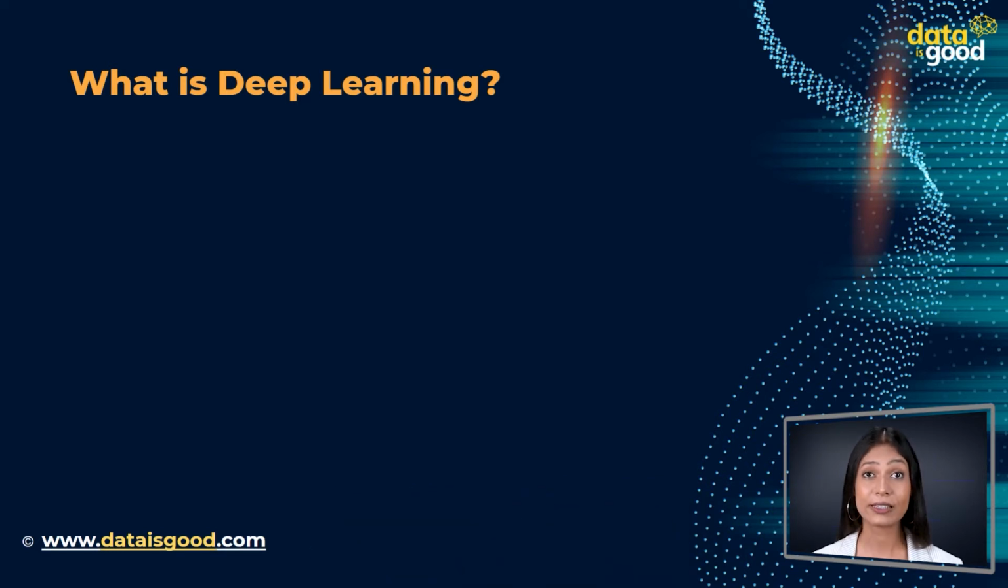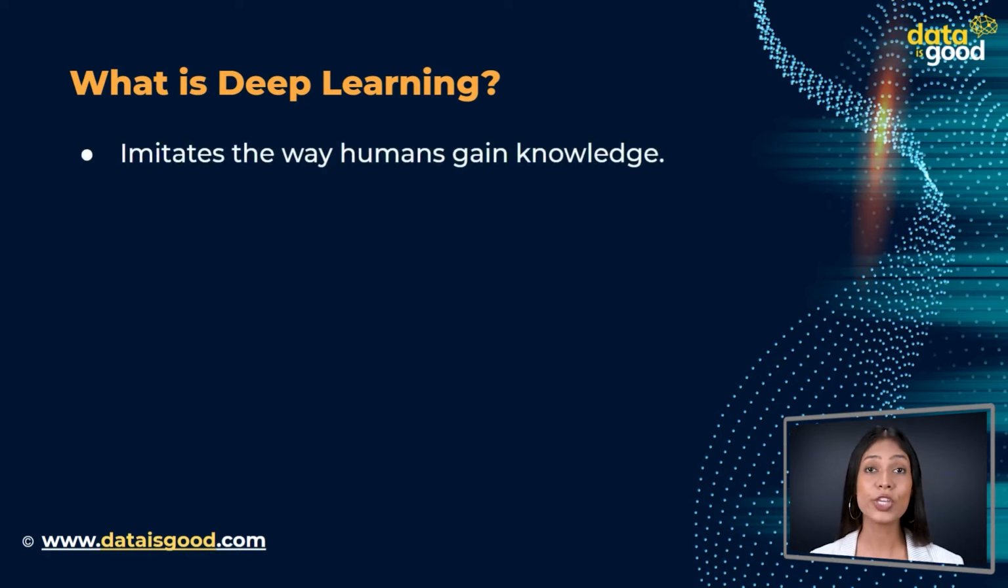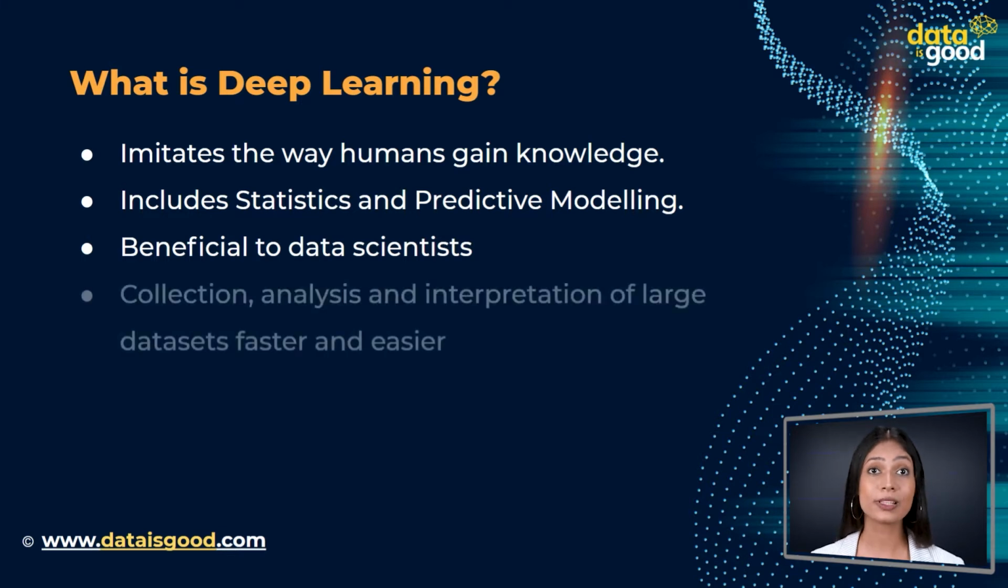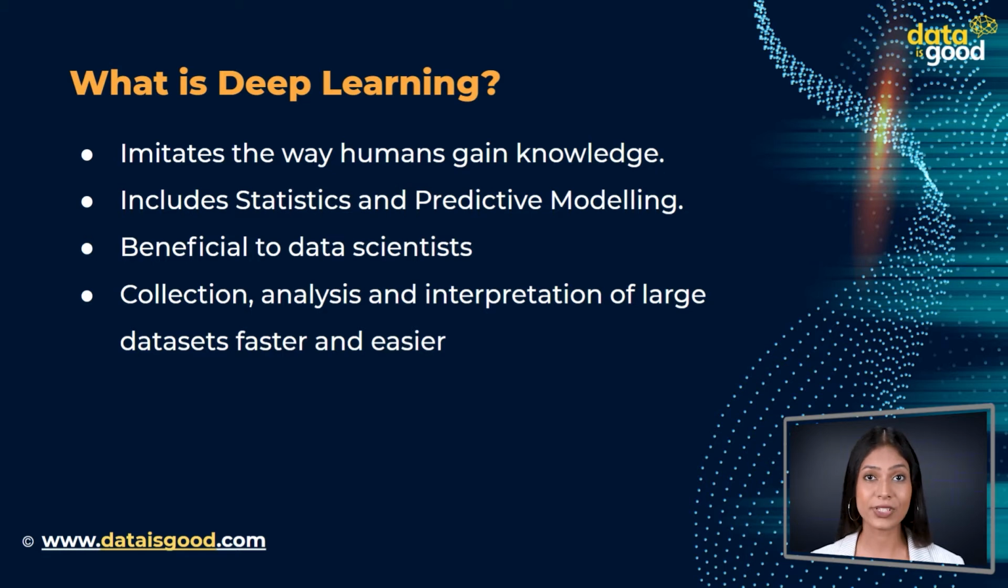What is deep learning? Deep learning is a type of machine learning and artificial intelligence that imitates the way humans gain certain types of knowledge. Deep learning is an important element of data science, which includes statistics and predictive modeling. It is extremely beneficial to data scientists who are tasked with collecting, analyzing, and interpreting large amounts of data. So deep learning makes this process faster and a lot easier.